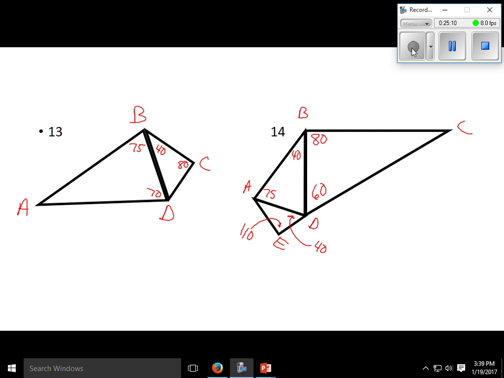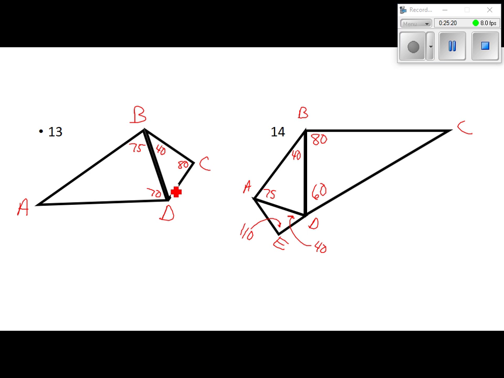All right, 13 and 14, these problems are a little more difficult because they're throwing in extra triangles. First thing you've got to do is always find anything that you can find fairly easily. Like I can find this angle right here pretty easily because 40 plus 80 is 120. Subtract that from 180, and that leaves me with 60. So that angle there has got to be 60. And add these two up, 75 plus 70, that's 145. Subtract that from 180, and I get 35. So this angle down here, angle A, has got to be 35 degrees.